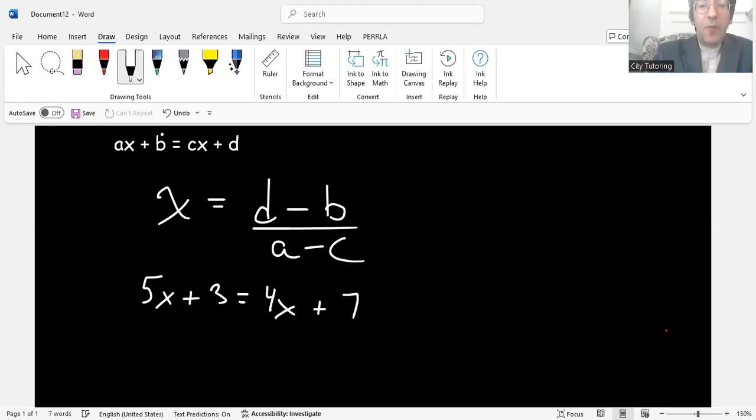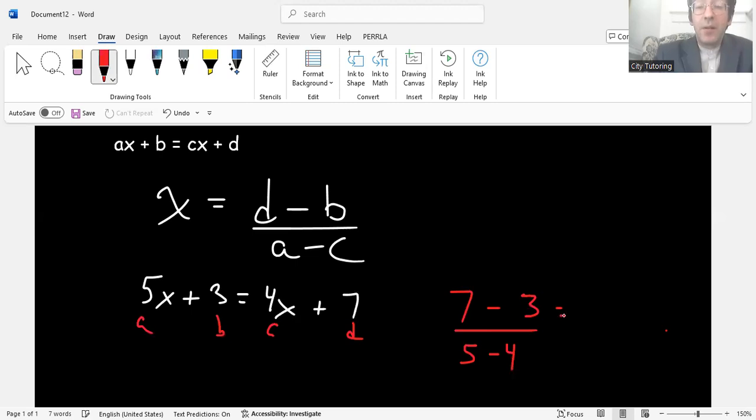And if we apply the formula, let's label all our parts. This is going to be A, B, C, and D. So now all we have to do is apply what we know. From the formula, if we do D minus B, that is 7 minus 3. And then we're going to divide by A, which is 5, minus C, which is 4. Now we have 5 minus 4.